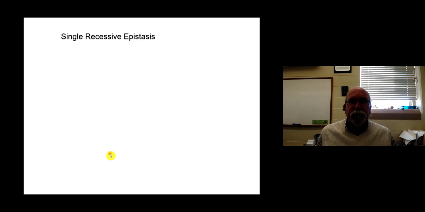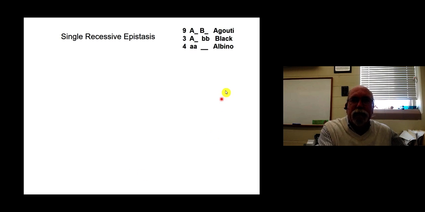All right, so let's try a problem. Let's take single recessive epistasis. We already talked about this, right? We talked about this being the mouse, the agouti gray, black, or albino. In this case, we've got one locus here. We've just symbolized it as A. And if you have a dominant A, a big A, then that allows color to be turned on.